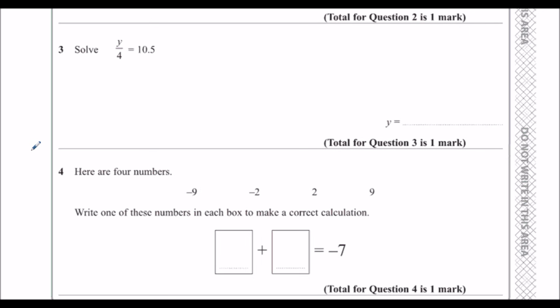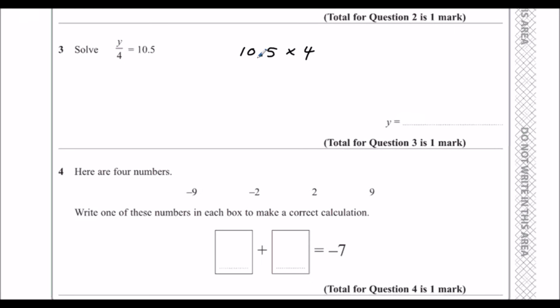Question 3. Solve y divided by 4 equals 10.5. So the question is saying what number divided by 4 is 10.5. So another way of looking at that is 10.5 times 4. So we need to do 10.5 times 4. What's 4 lots of 10.5?